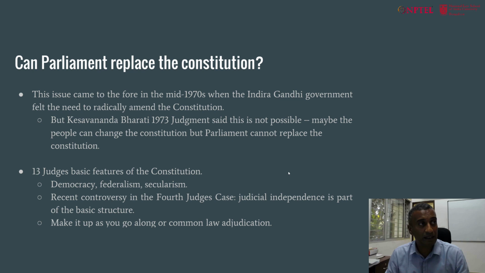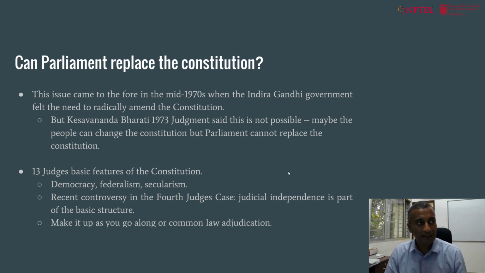Now, in Keshavananda, 13 judges sat on the bench, one of the largest benches that had ever been constituted in the Supreme Court, and they outlined some basic features of the Constitution. They mentioned democracy, federalism, secularism, the idea that India is a sovereign republic, among others. And this is not a fixed list. The court may interpret and add basic features.